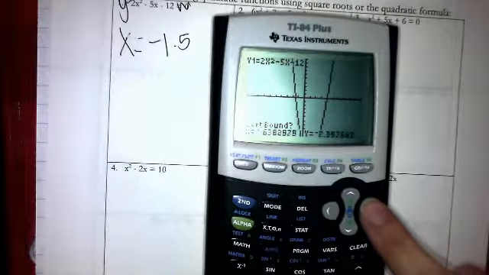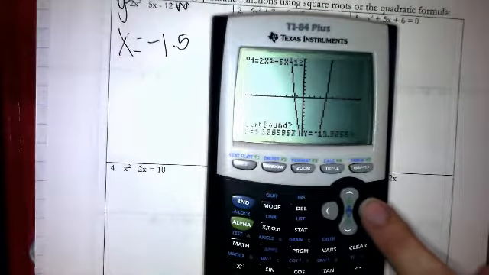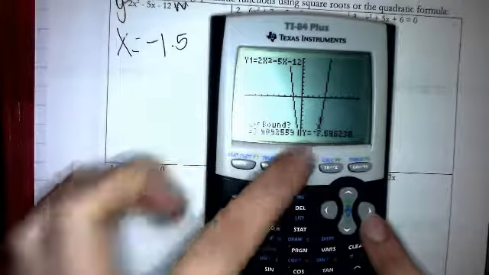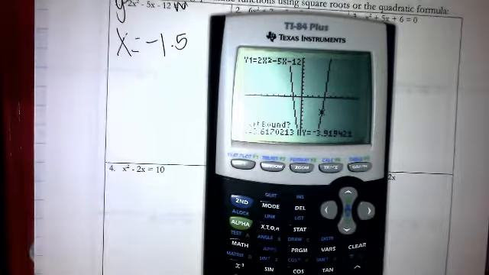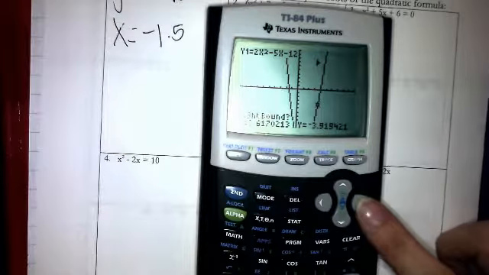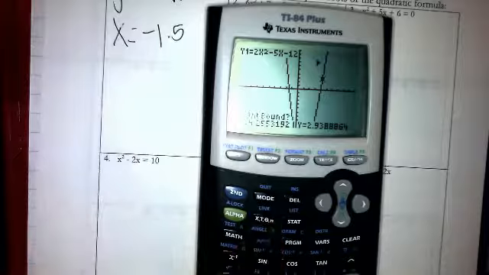My next left bound should be, if I'm following my parabola, I'm going to keep following it until I see it. There we go, I see it there at the bottom. So left bound is just somewhere below. I'm going to hit enter. Right bound is somewhere above.